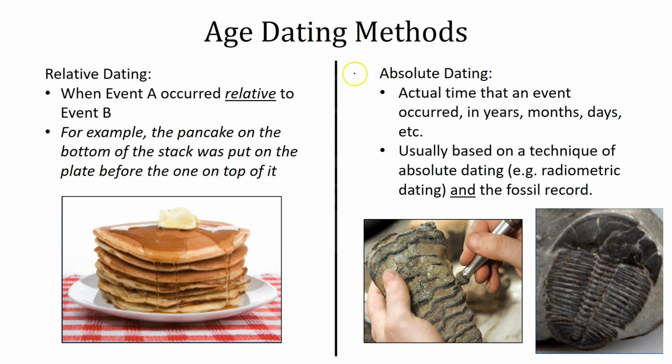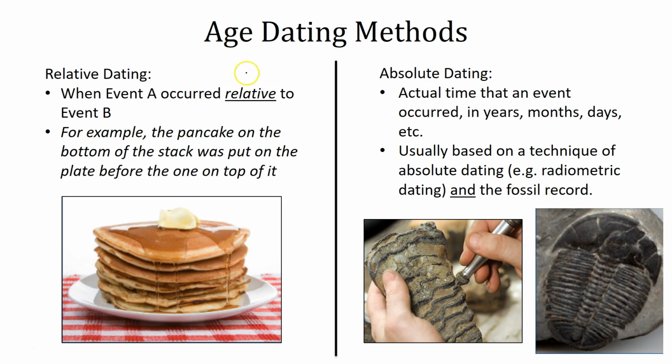The other age dating method is what is known as absolute dating. Absolute dating is the actual time that an event occurred in years, months, days, etc. So, this is numbers saying that a rock layer is 200 million years old, or saying that this volcano erupted 300,000 years ago. Usually, absolute dating is a combination of two techniques. One is radiometric dating, where we look at radioactive decay, half lives, and calculate ages that way. And then we can also use it in conjunction with the fossil record, so knowing when certain species existed on the surface of the earth and so on.